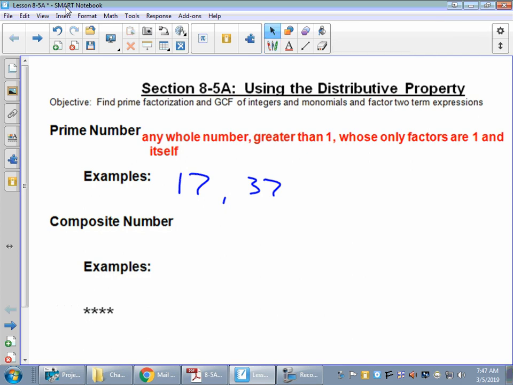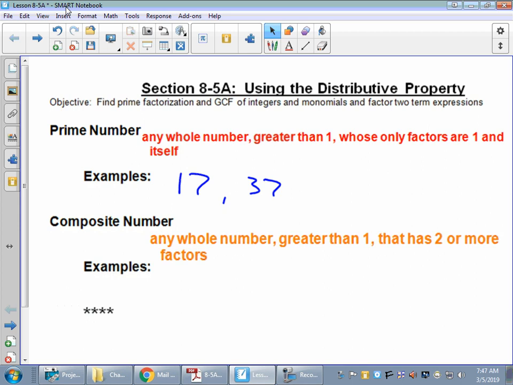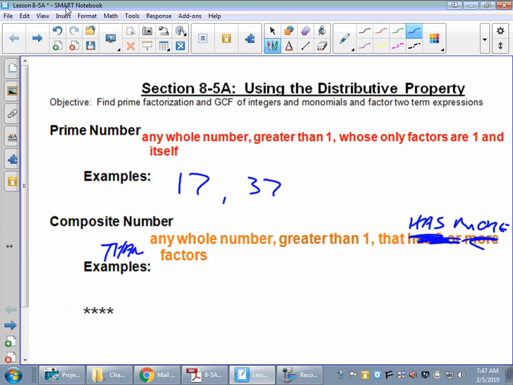A composite number, what is a composite number? Well, this is any whole number greater than 1 that has more than 2 factors. I should just say more than 2 factors, not 2 or more. So any whole number greater than 1 that has more than 2 factors.